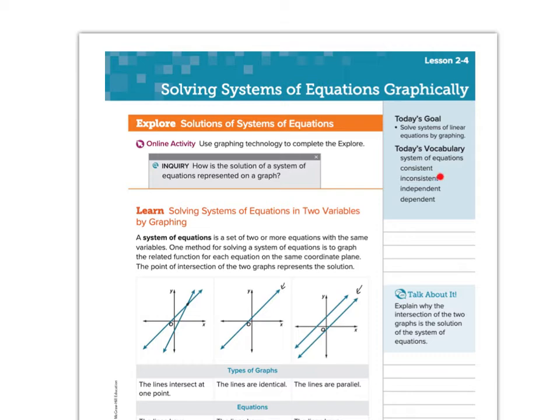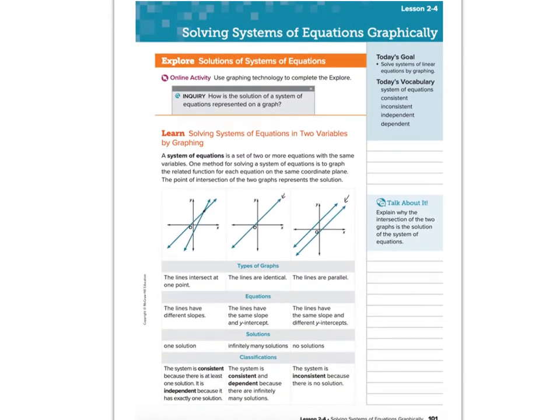And then some of the vocabulary words here: consistent. Consistent to me indicates that we have an intersection point. I guess that's the intent, right? When we have a system that they will intersect, that would be consistent. Inconsistent is when they do not intersect, so parallel lines are inconsistent. Independent of each other.